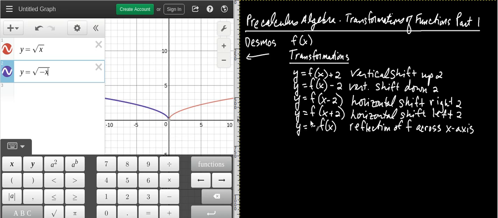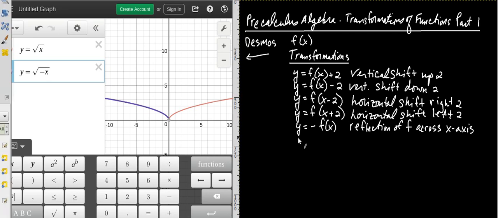So let's write that down. If your equation is y equals f of -x, what's the graph of that going to be? Well, it's going to be a reflection of your original graph, a reflection of f across the y-axis.